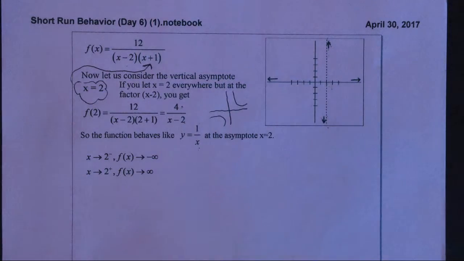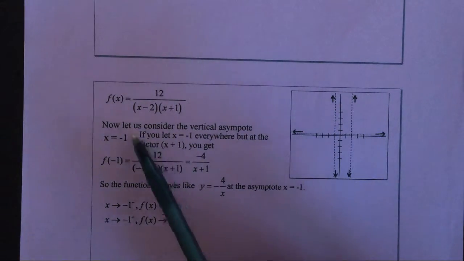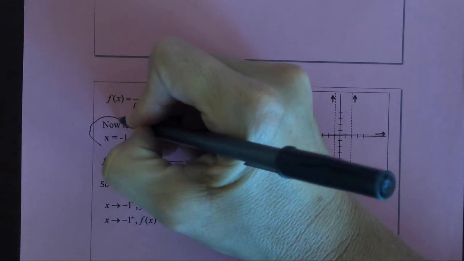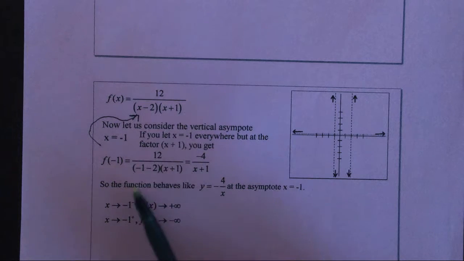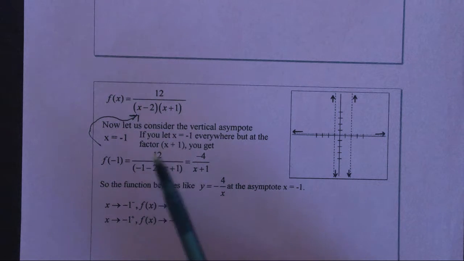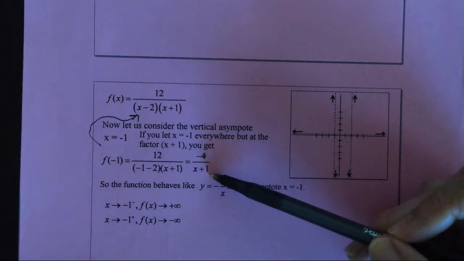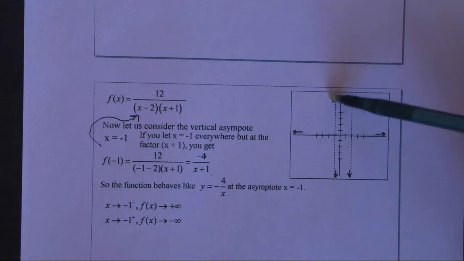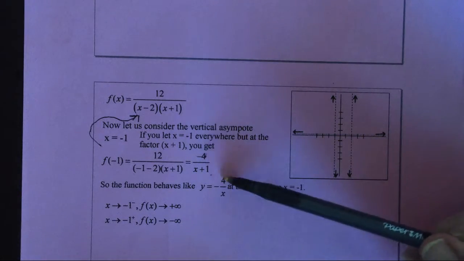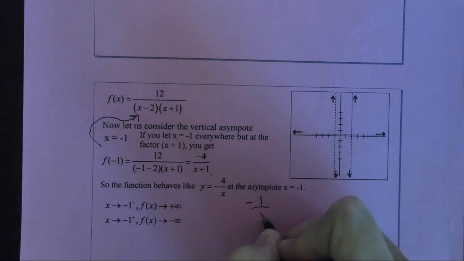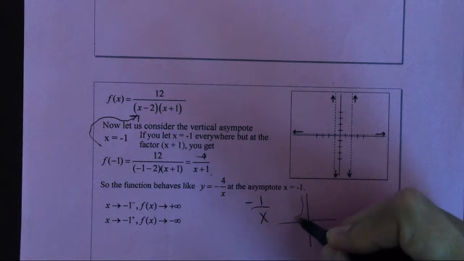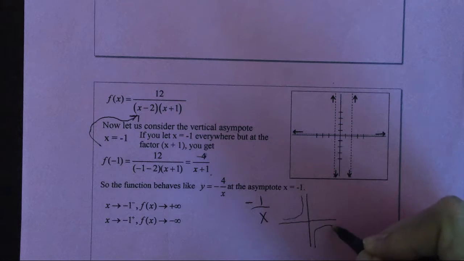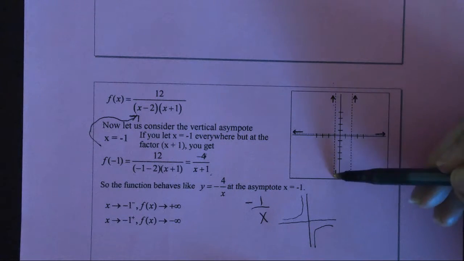Now we're going to look at the negative 1. What happens when x is negative 1? It's the same kind of steps. I'm going to come over here to this equation, and I'm going to plug the negative 1 into the factor that doesn't have the plus 1, because that would give me 0. So negative 1 minus 2 is negative 3, and 12 over negative 3 is going to give me negative 4. So the vertical asymptote at negative 1 is going to behave a lot like negative 4 over x, or negative 1 over x. It's going to do the opposite: up on the left and down on the right.